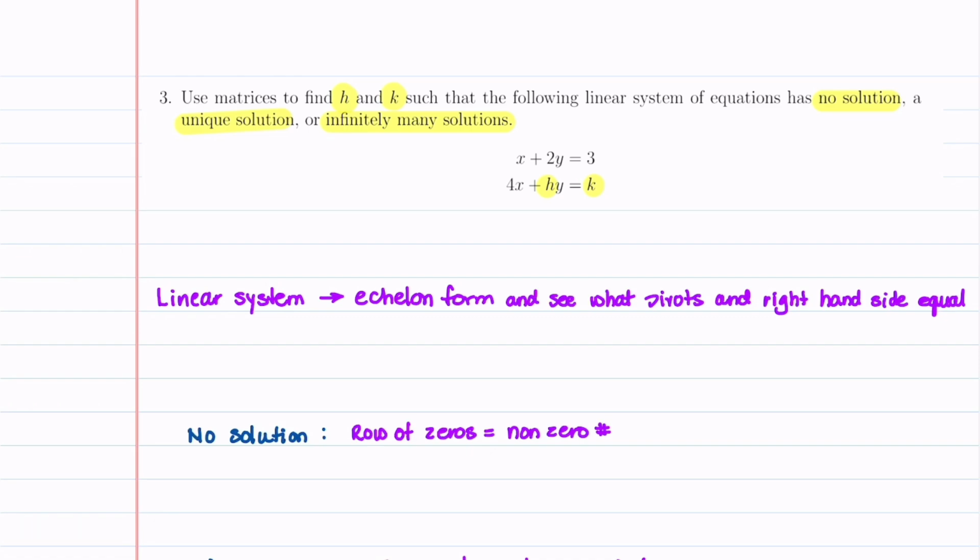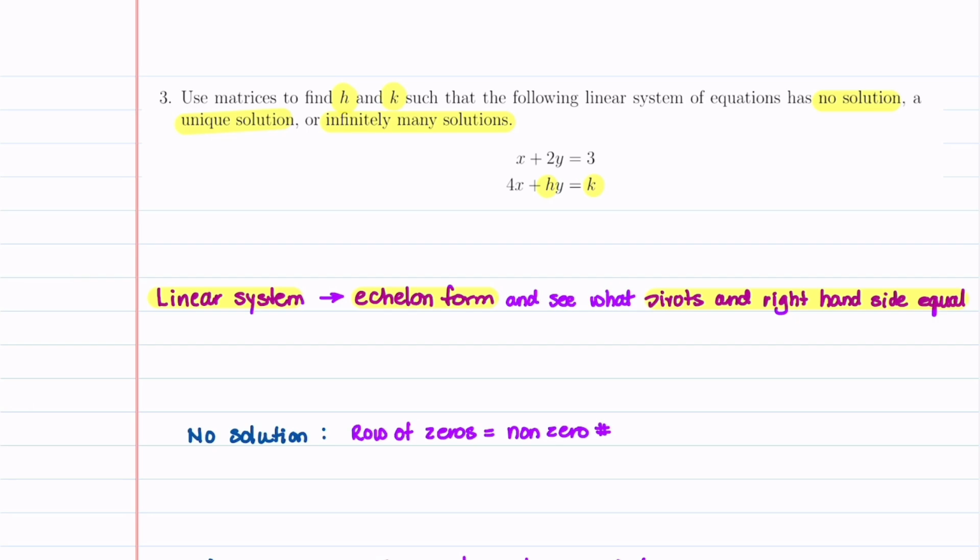To solve this problem, we're going to take our linear system and put it in echelon form. The reason that we're going to do that is echelon form is the form that we use whenever we want to find out what type of solution we're going to have. And then we're going to see what the pivots and right-hand side equal.